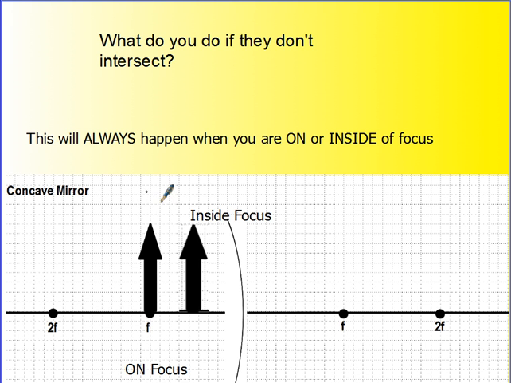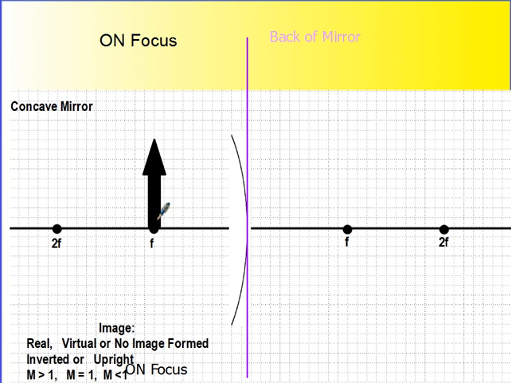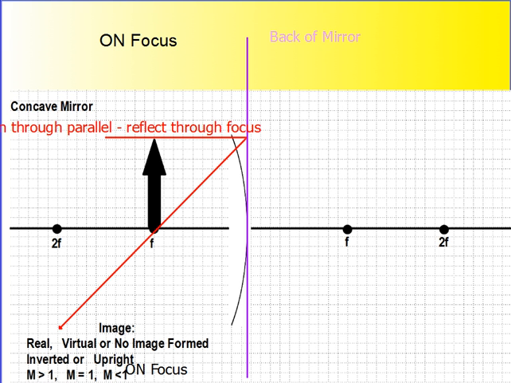We're going to look at 2 cases of what happens when the rays do not actually intersect. This is always going to happen when you're on the focus. You see the object, my arrow here is sitting on the focus, or whenever you're inside the focus. Let's do these one at a time. What happens when you're sitting on the focus? Well, first, draw the back of your mirror. That's very important. Remember the first ray? In parallel, out through the focus. You do the same thing you've always done. What's the next ray? In through the focus, out parallel.